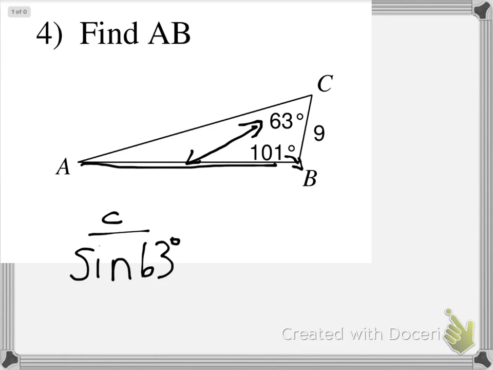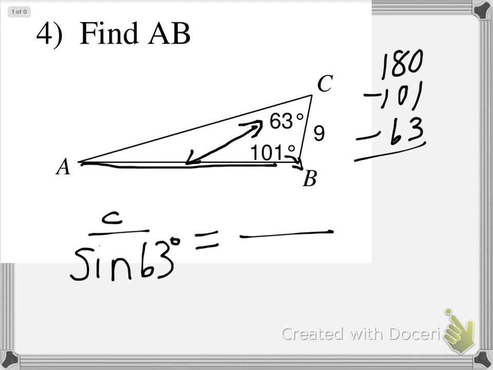It does mean side AB is going to be set equal to, once again, we have to use our knowledge of the sum of the interior angles of a triangle. We'll do 180 minus 101 minus 63. Subtract all of that. We get 16 degrees, and now we know how to set up the rest of the problem. And that opposite relationship from 9 is why we got that. So we'll put 9 on top and the sine of 16 on the bottom.